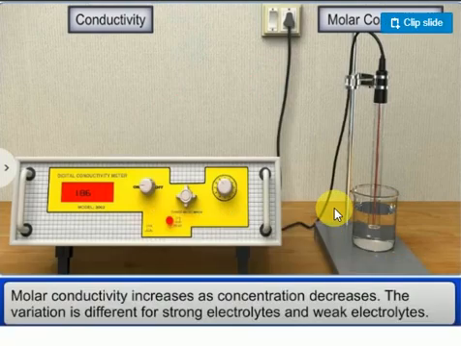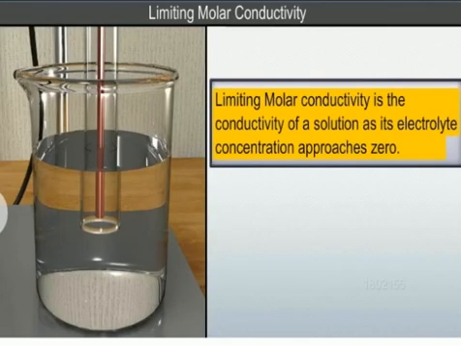Next, go to the next slide. You'll get a very clear idea. Look at limiting molar conductivity. If I decrease the concentration to infinite dilution, where the concentration is 0, and measure the conductance, that is limiting molar conductance. Limiting molar conductivity is the conductance of the electrolyte solution at infinite dilution, as concentration approaches 0. This is called limiting molar conductance only.